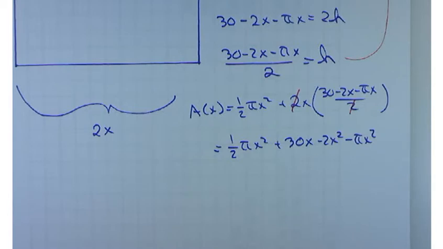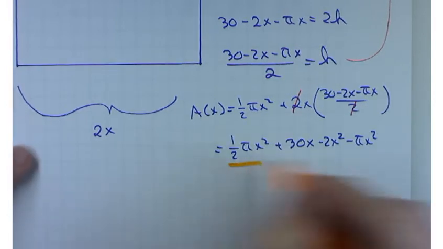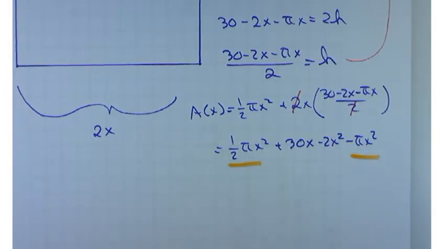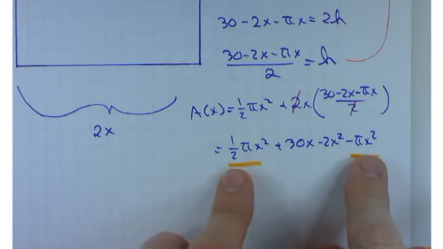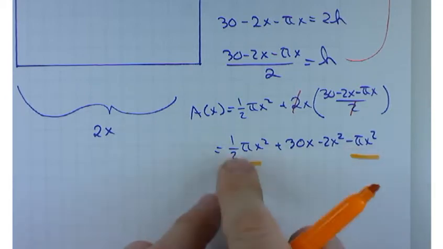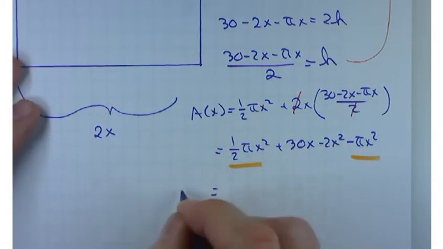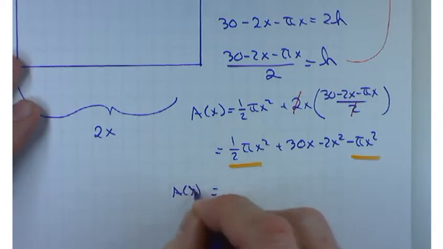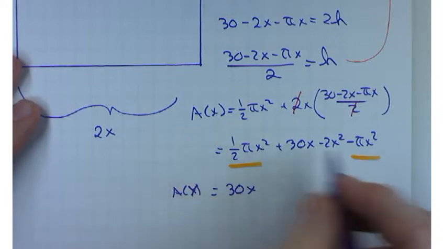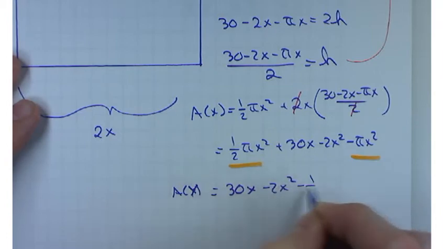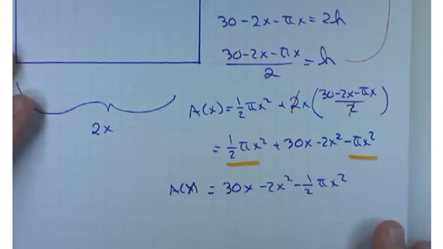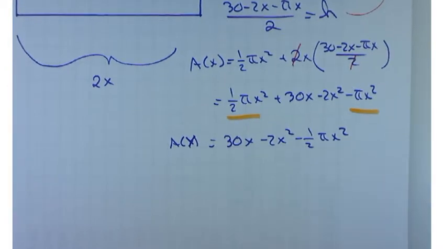Now, even though it doesn't really look like it, there are like terms here that I can combine. Does anyone see them? So these two are like terms. I've got negative one of them here and a plus 1/2 here, so I end up with negative 1/2. So overall, this is A of x equals 30x minus 2x squared minus 1/2 pi x squared. Yeah, beauty, eh?